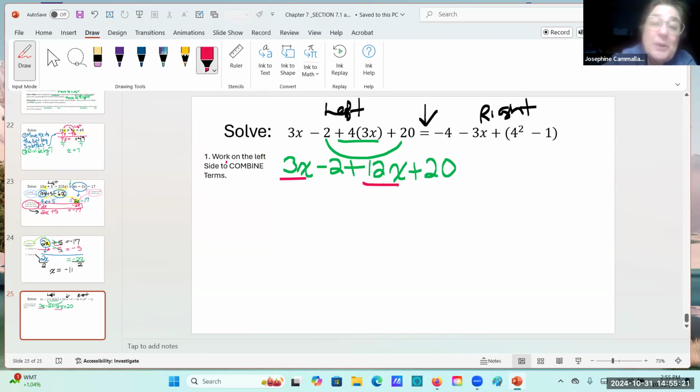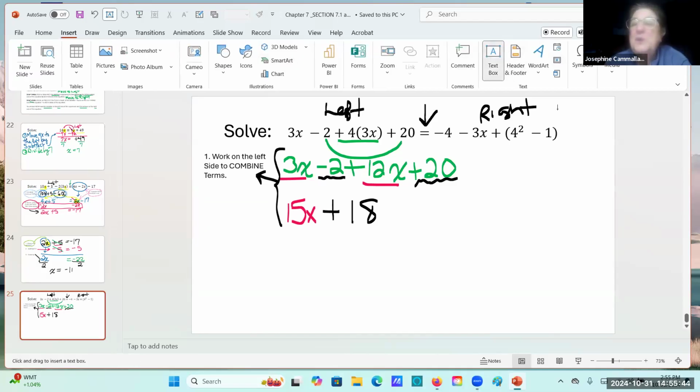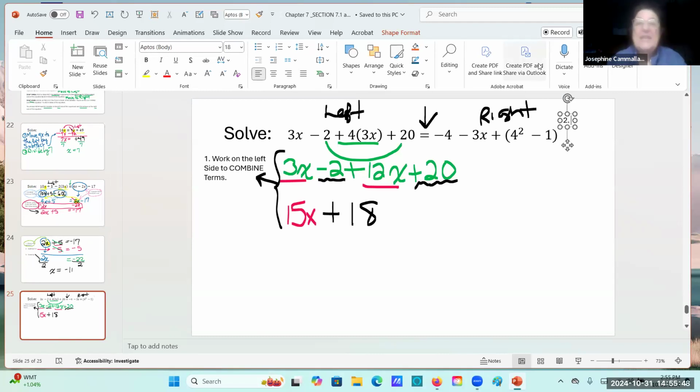This term and this term make 15x. Negative 2, positive 20 give me a positive 18. All of this is from step 1. Now work to combine terms on the right side of the equation. That's what we're going to do next.